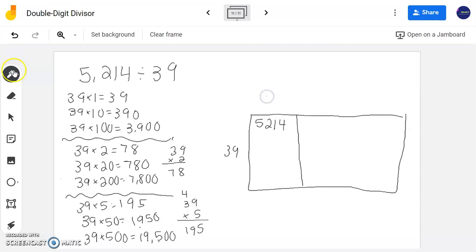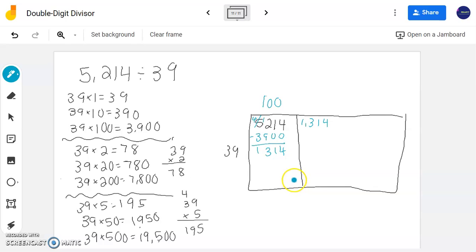So 39, let's do this in blue. 39 times 100 is in fact 3,900. So let's subtract. Notice we have to borrow here, that's absolutely fine, is 1,314. So I'm going to bring that up here.